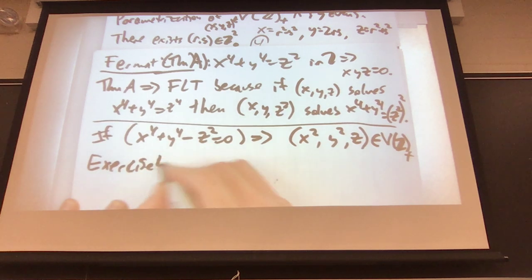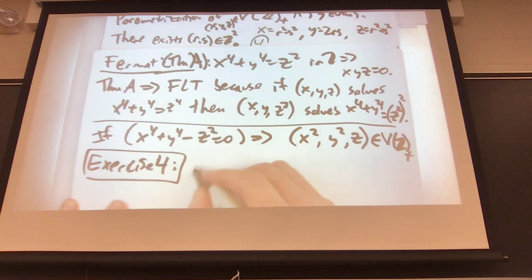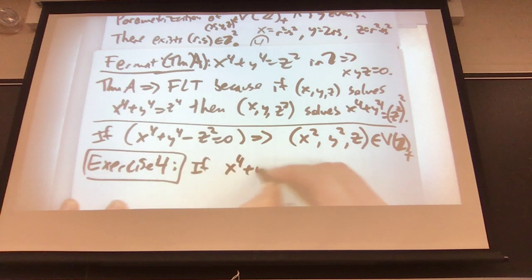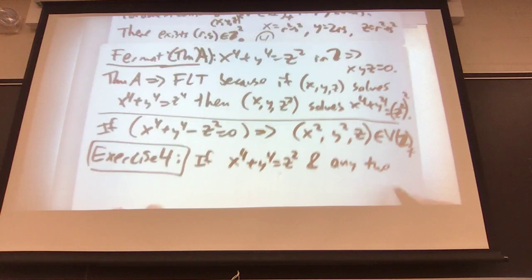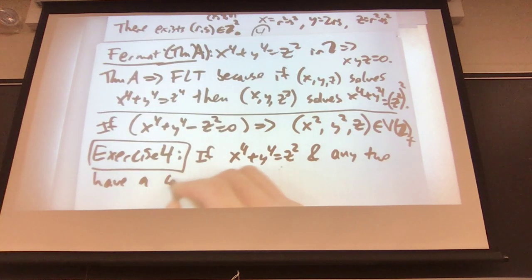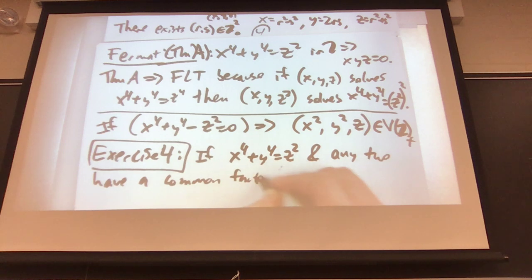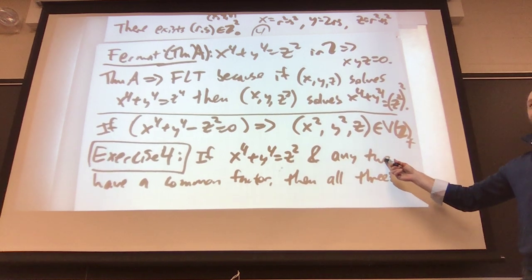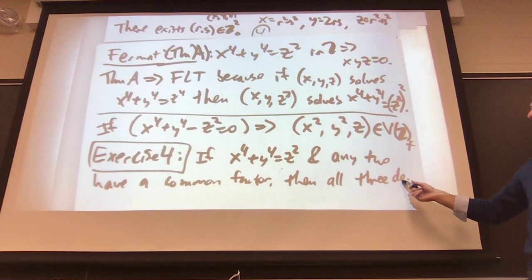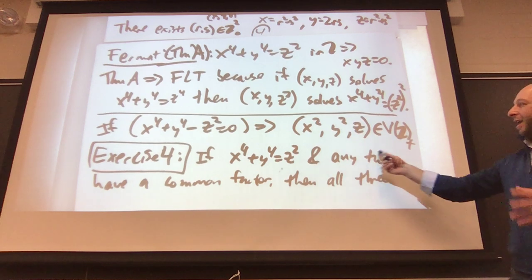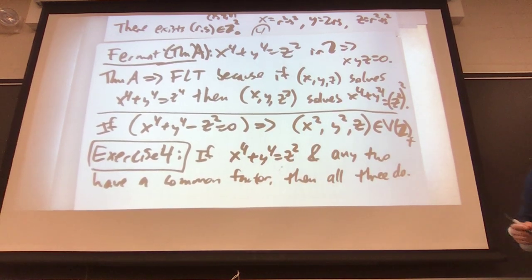Here's an exercise. Exercise 4. If x to the 4 plus y to the 4 equals z squared, and any two have a common factor, then all three do. So this is again saying primitivity implies pairwise primitivity. If all three have no common factor, the only thing that divides x and y and z is 1, then any two of them do. Okay?